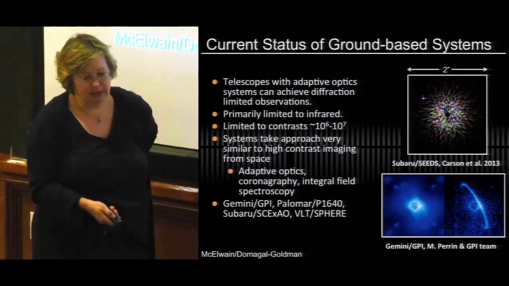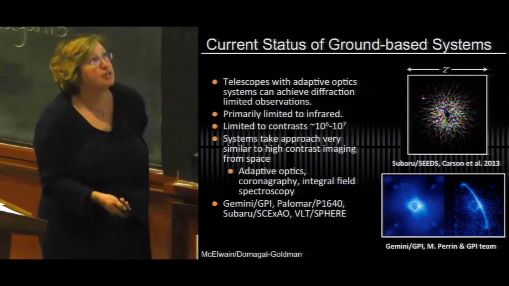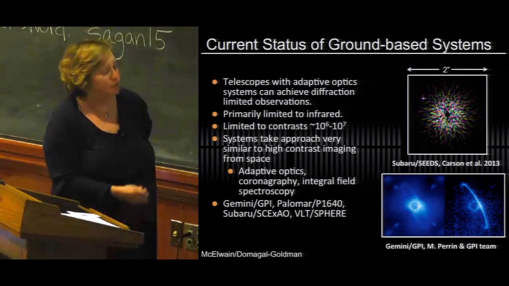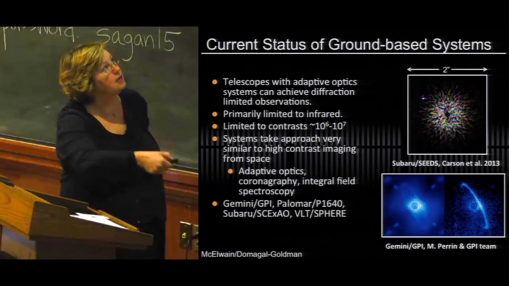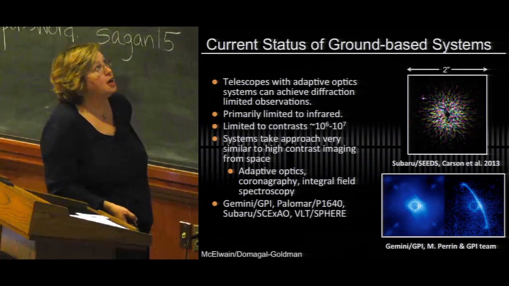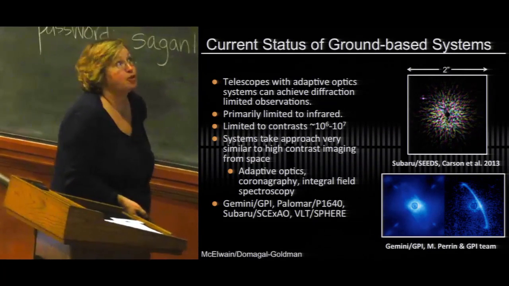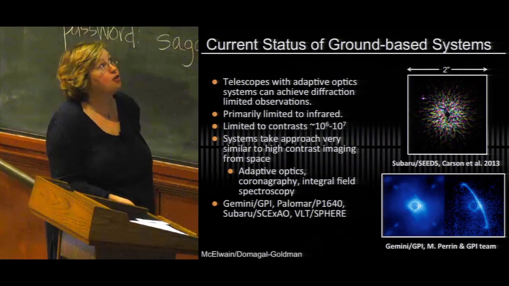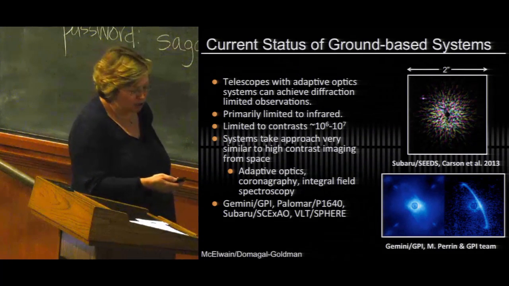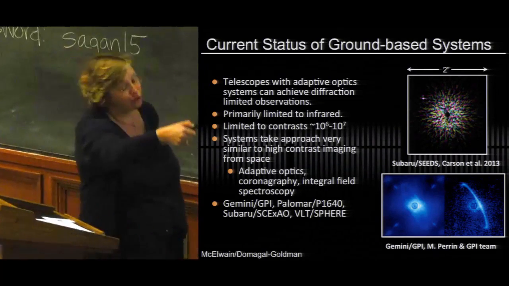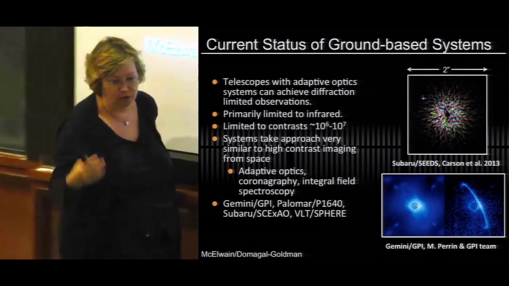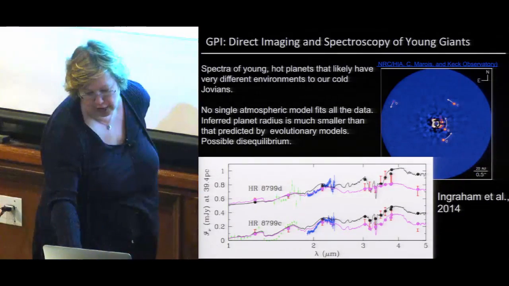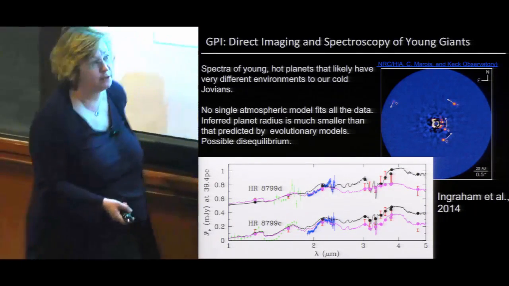And so to that end, talking about the current status in ground-based systems, we are in fact observing planets directly from the ground with a bunch of instrumentation here on ground-based telescopes. The systems are taking an approach that's very similar to the high contrast imaging from space using coronagraphy, but they're limited to contrast ratios that are sort of this order, which is good for larger or self-luminous planets away from their parent star, but not so good for habitable zone planets in close.